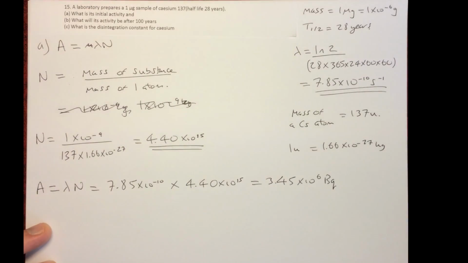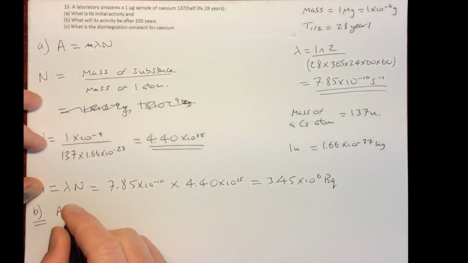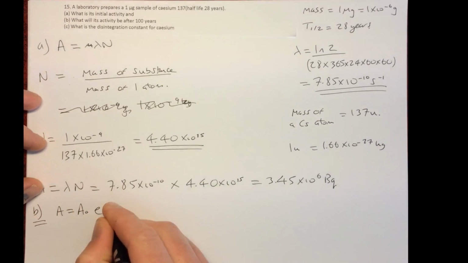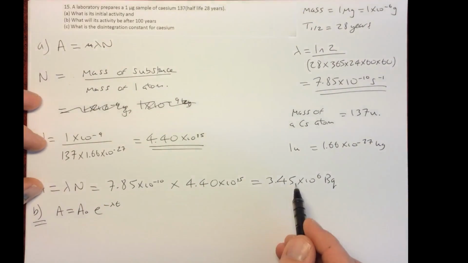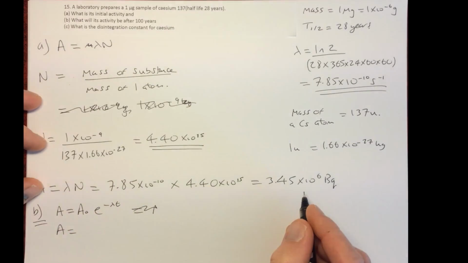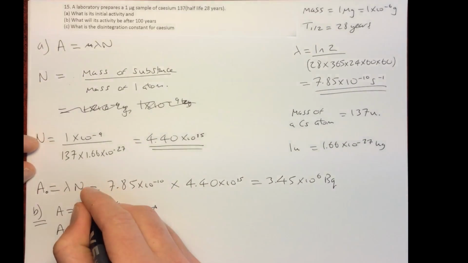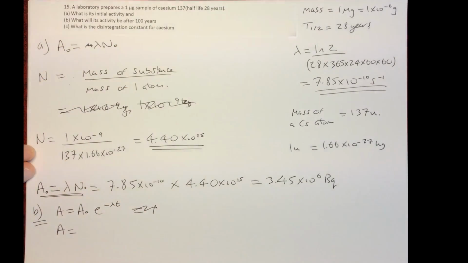That's part A done. Now part B is pretty straightforward. What's the activity after 100 years? We're going to use the equation A equals A naught e to the minus lambda t. We've already got lambda here, and we've already got A naught here, so we just put the numbers in. This is actually A naught, I should have put that on here. This is the original activity, isn't it?